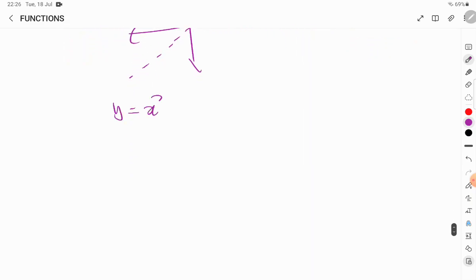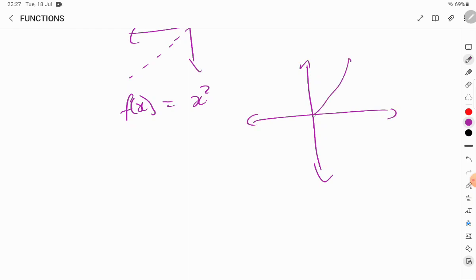y is equal to x squared, right? In fact, let's say this is just f of x is equal to x squared, right? So this is your graph. We want to find its reflection.